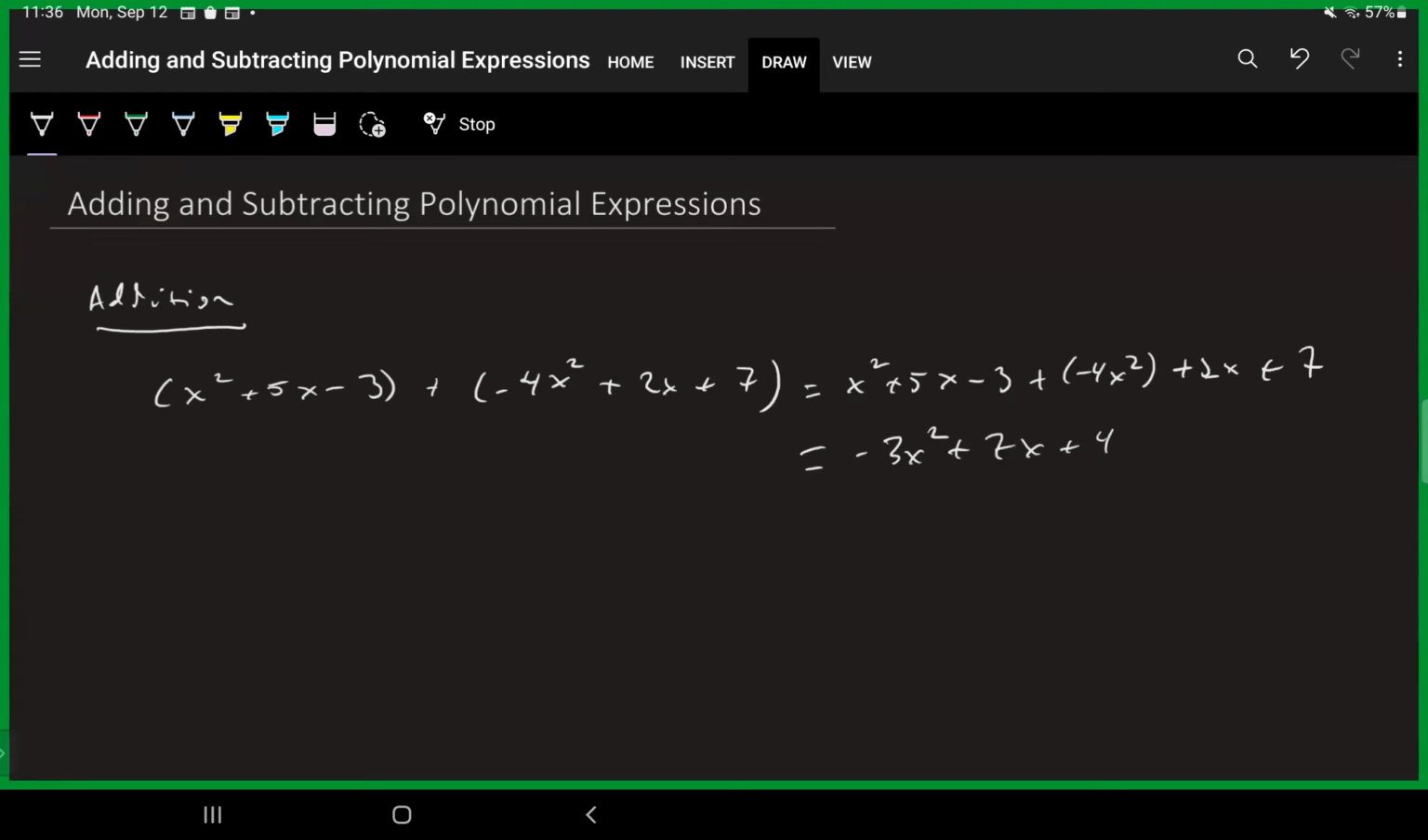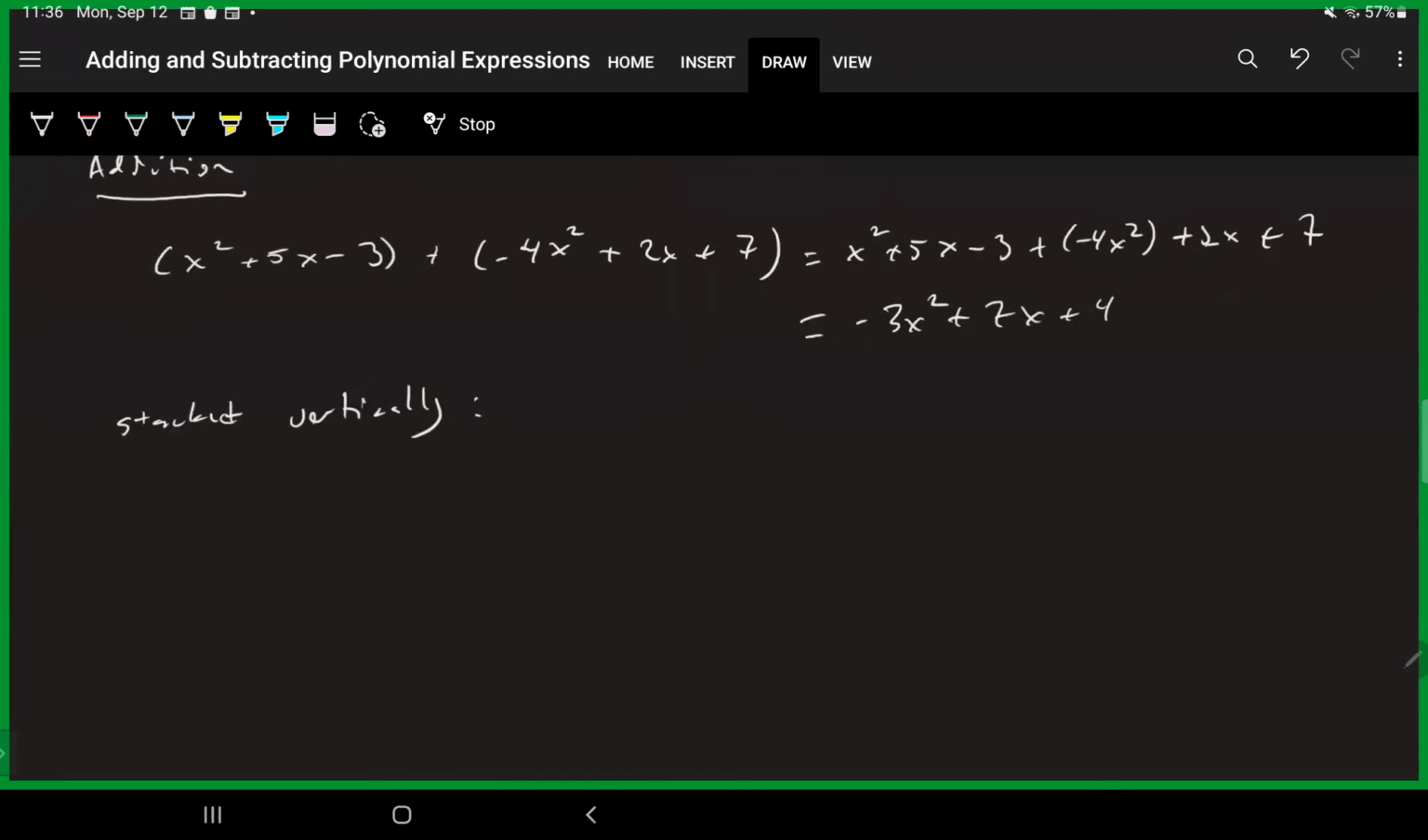Sometimes people like to stack this vertically. So stacked vertically, I'm having some fun with spelling today. We can look at it x squared plus 5x minus 3 and negative 4x squared plus 2x plus 7. And with this, we have to be careful of our signs. But basically what I'm doing is I'm making sure that all my polynomials are arranged in the right order. And my x squared terms are stacked on top of one another.